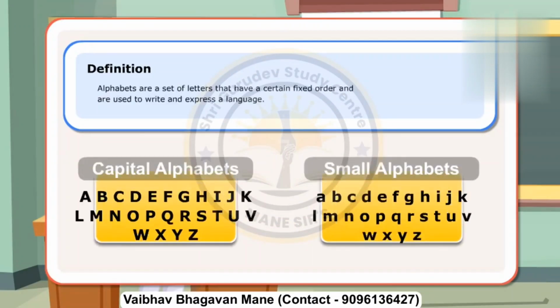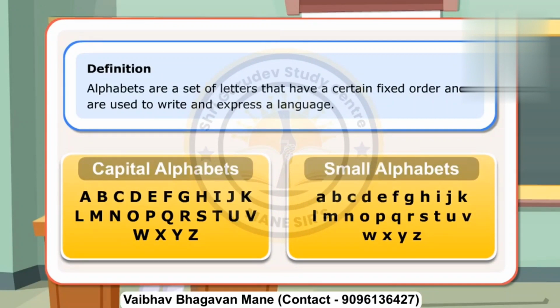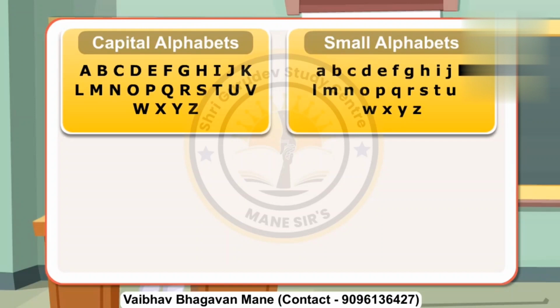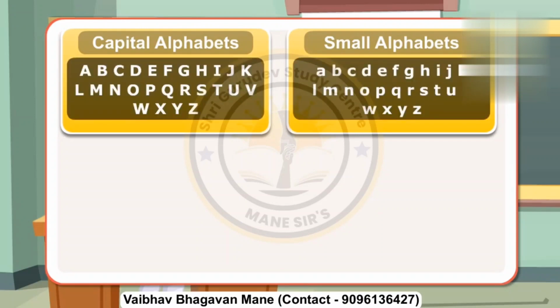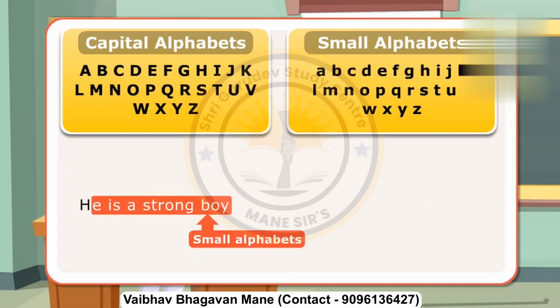Definition: alphabets are a set of letters that have a certain fixed order and are used to write and express a language. They represent the basic sounds of a language. English has 26 alphabets, which can be written in both lower and uppercase. Small letters are used more in writing, while the capital letters are used at specific places according to set rules.